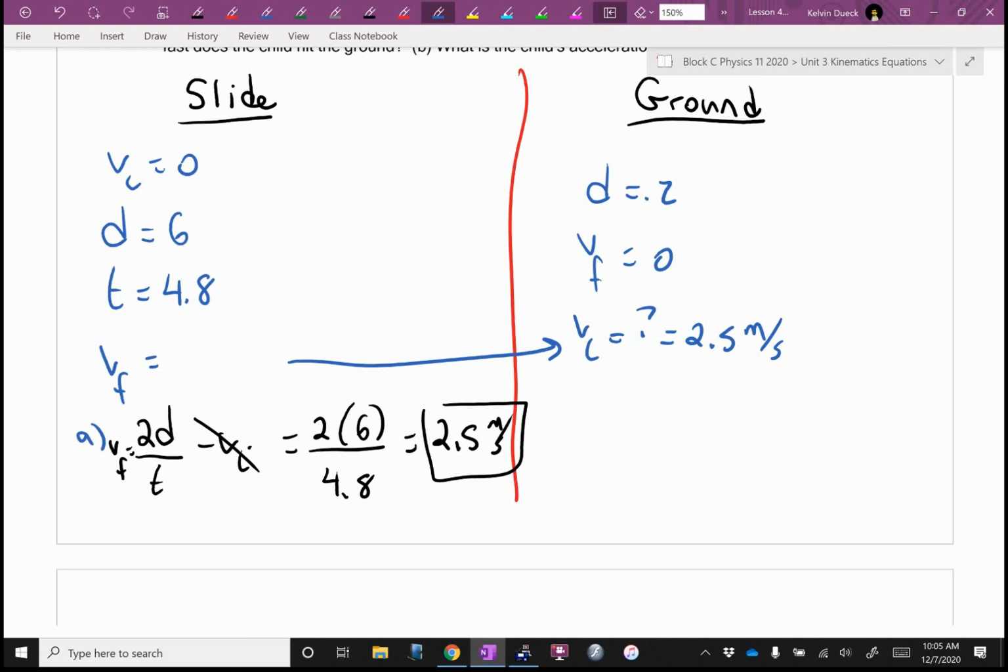Caleb, what's B want me to find? Ground. Oh, how many things do I now have on the ground side? 3. I can find the 4th. So I'll do part B here. A equals question mark. Caleb, I'm looking for an equation that's got a D, a VF, a VI, and an A in it. There is one. Or a VF squared, but yeah, I know what you mean.